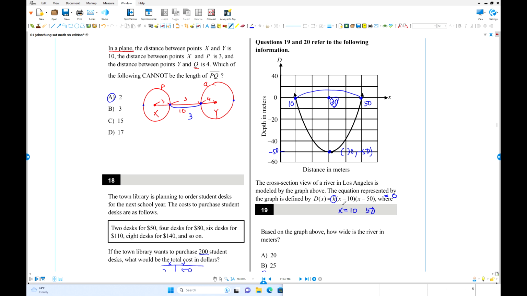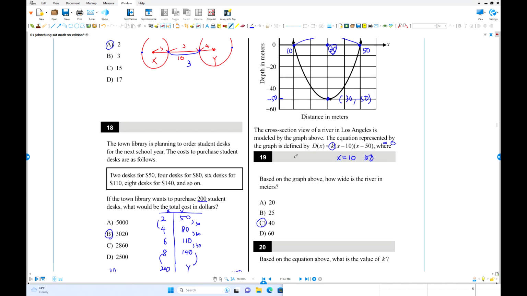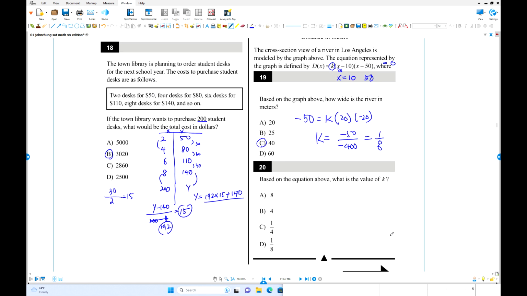Put this number in the equation. When y is negative 50, that equals k times, put this number 30 there. 30 minus 10 is 20. 30 minus 50 is negative 20. So k equals what? Negative 50 over negative 400. It is what? 1 over 8. Okay? This is the value of k.